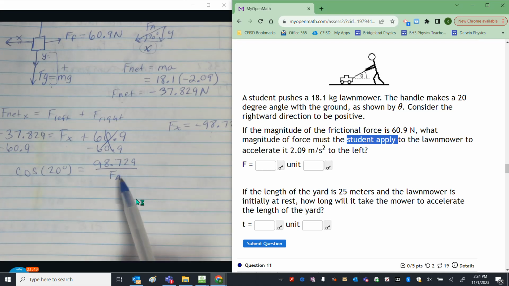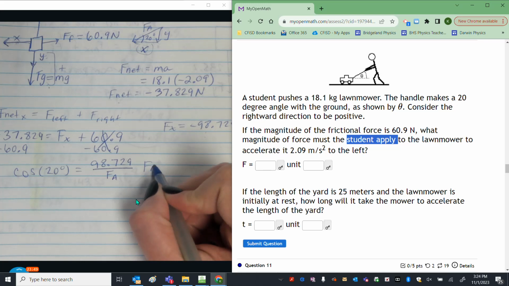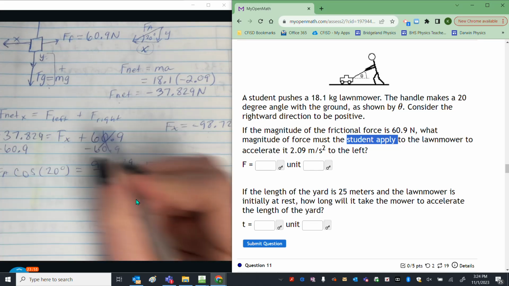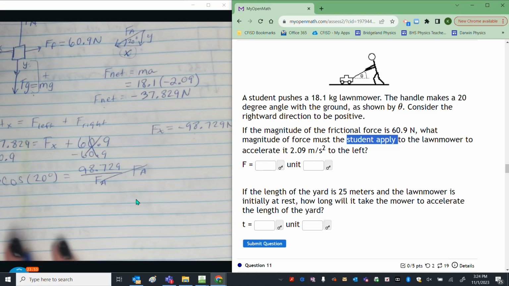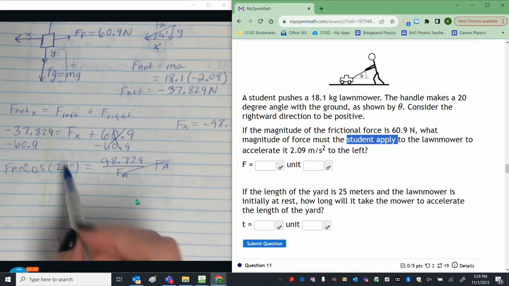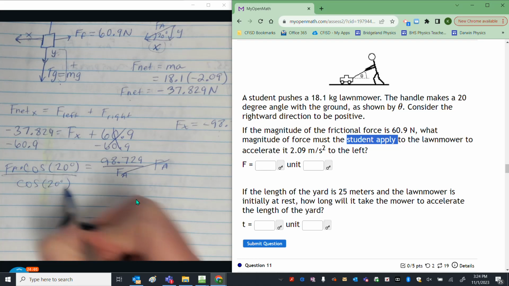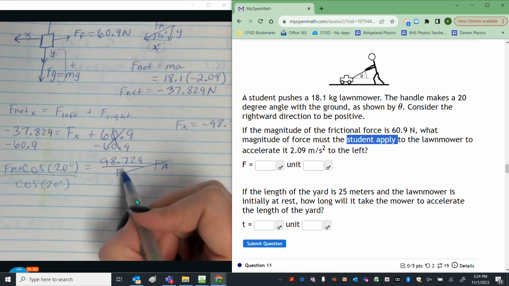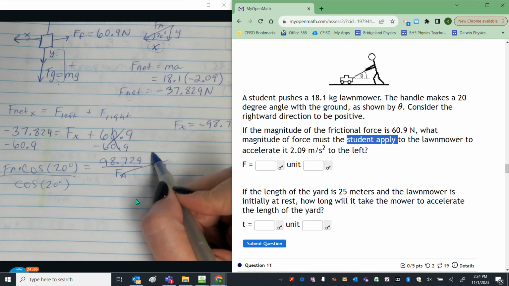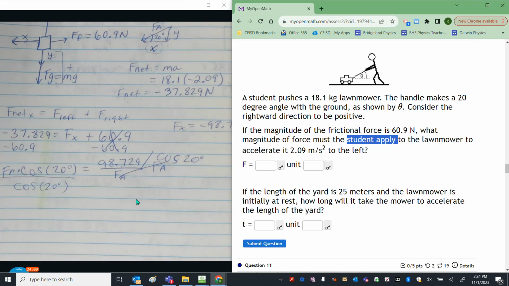So if I want to solve for this, I can't do that if it's in the denominator here. So I'm going to multiply both sides by that applied force. And now I can isolate it by moving this to the other side. So I'm going to divide both sides by cosine of 20. So you're going to end up with 98.729 divided by cosine 20 degrees.